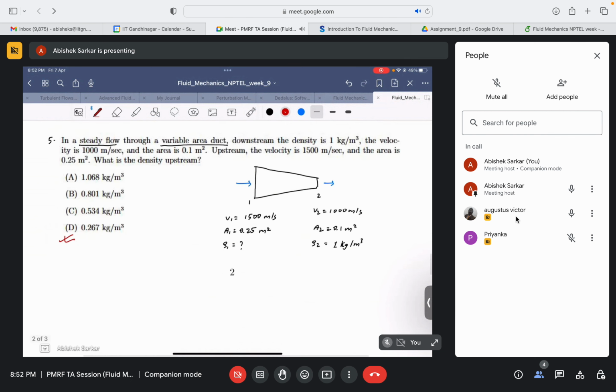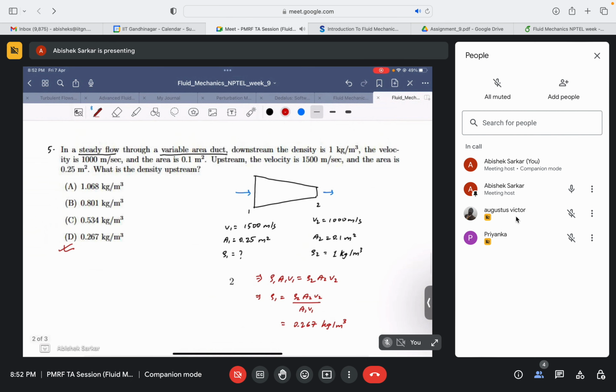I guess, see, it's very simple, so I don't need both of you to tell me. You need to equate this. Rho A1 V1 is equal to rho A2 V2, right? So you get rho 1 will be equal to rho 2 A2 V2 by A1 V1. So it will basically be 0.267 kg per meter cube.